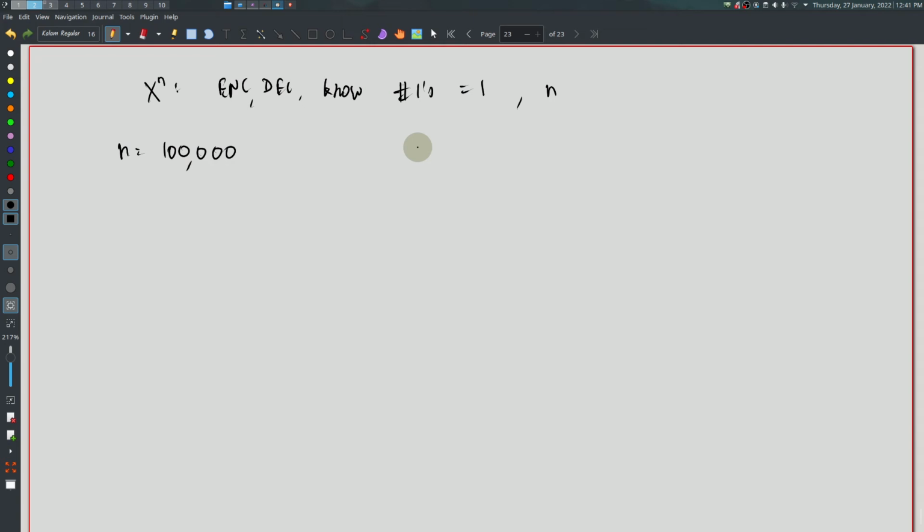Exactly. So all you need to do is convey the location of that particular one. You know that there is exactly one, so all you need to do is convey the position of the one. So the encoder simply outputs the location of the one. So how many bits do you need to represent the location? You know that the sequence is length 1000.